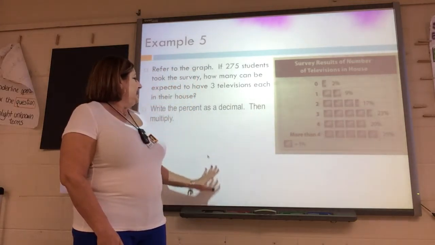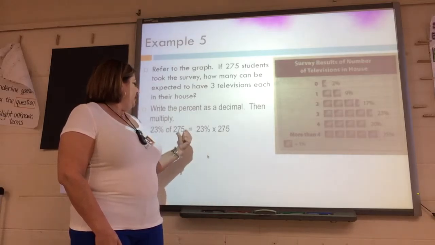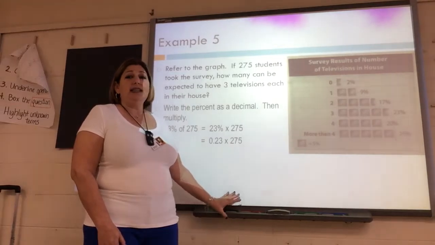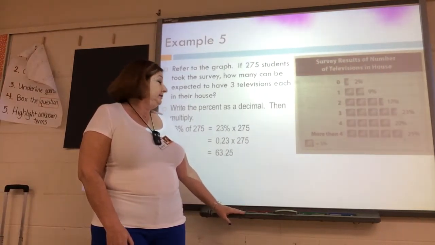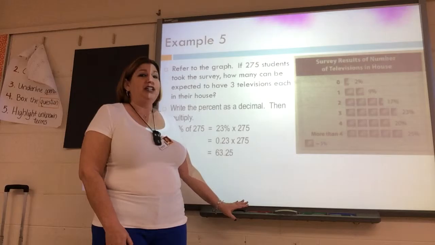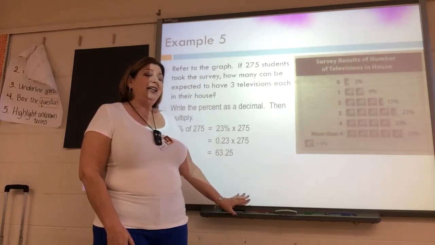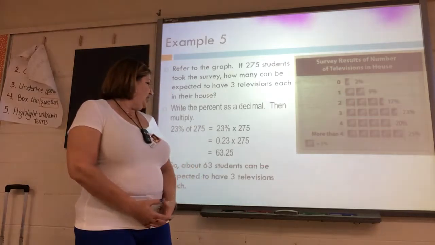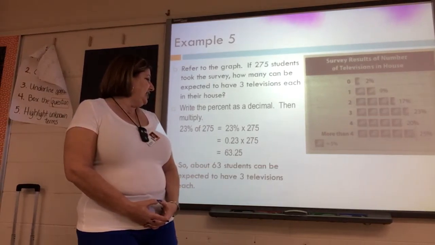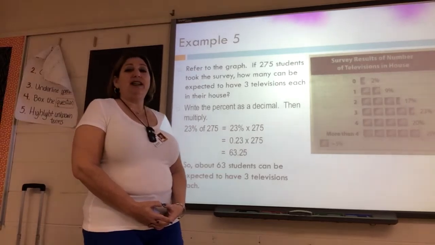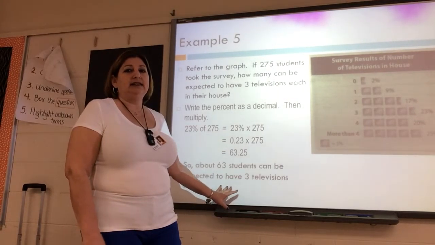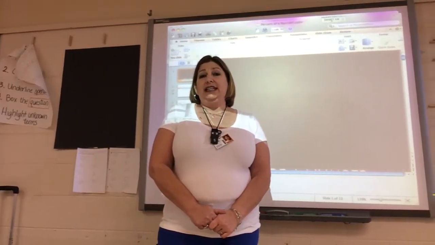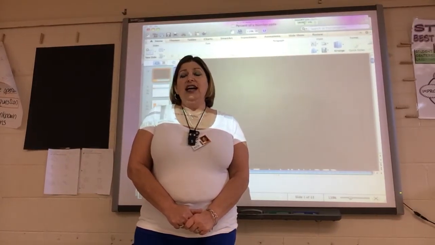You write the percent as a decimal and then multiply. So 23% of 275 looks like this. I multiply and get 63.25. You can't have 25 hundredths of a student that has a TV. So we would just round it to 63 students that are expected to have 3 television sets based on that survey. I hope this gets you through the beginning stages of finding a percent of a number, and we'll see you soon.